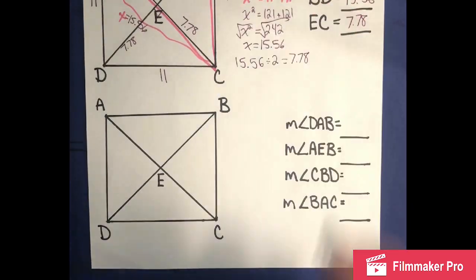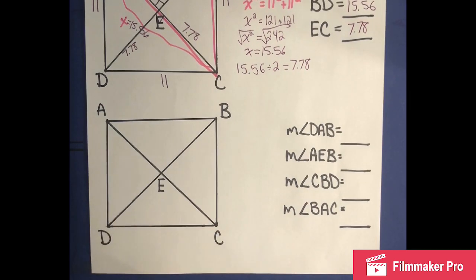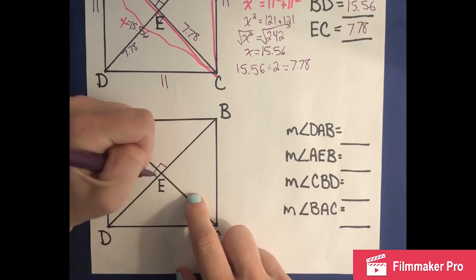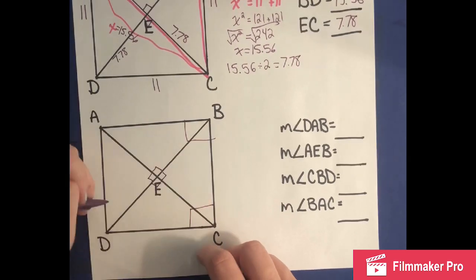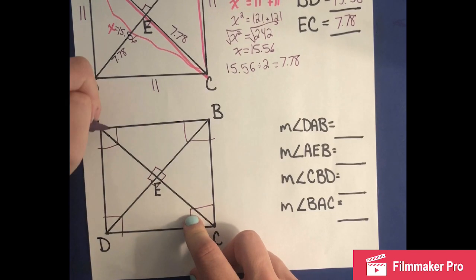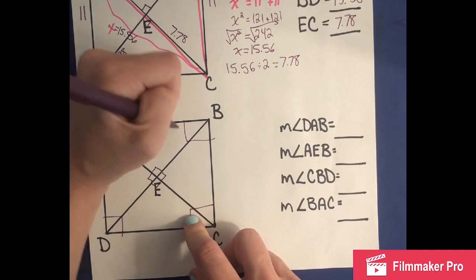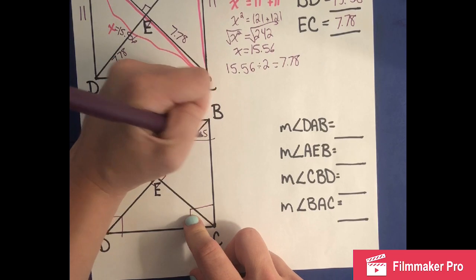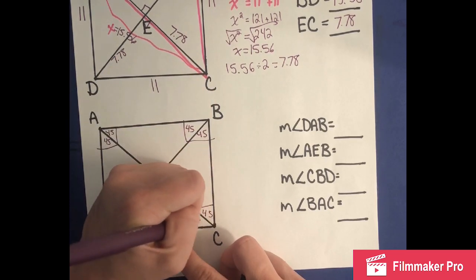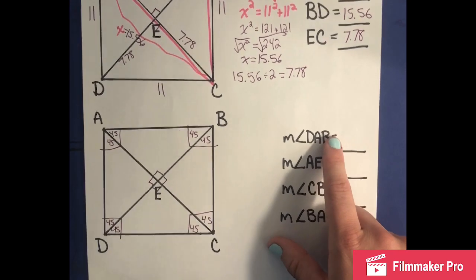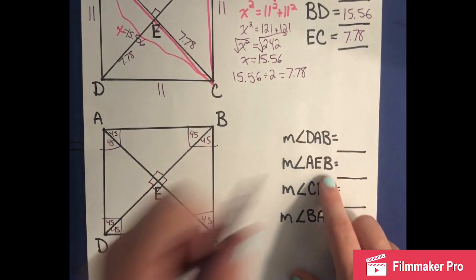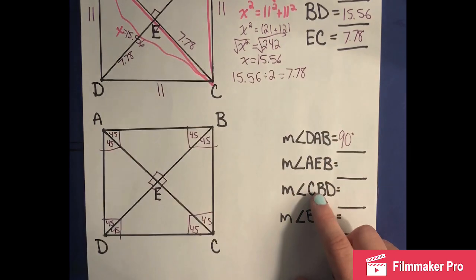Moving down on this next part, they want angles. Beautiful. Love it. I'm just going to fill them in real quick. These are all 90. The whole things are 90. And each of these is 45. Lots of 45s. Okay. Let's look. Angle DAB. DAB is that whole angle, which is 90.